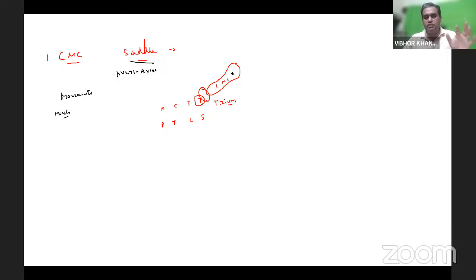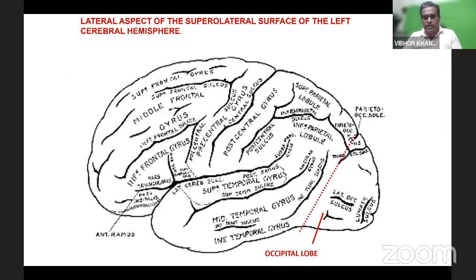Now for the CMC, the thumb: tell about the thumb, how it is 90 degrees different from the other fingers. What are the movements over here? This way you can answer, right?